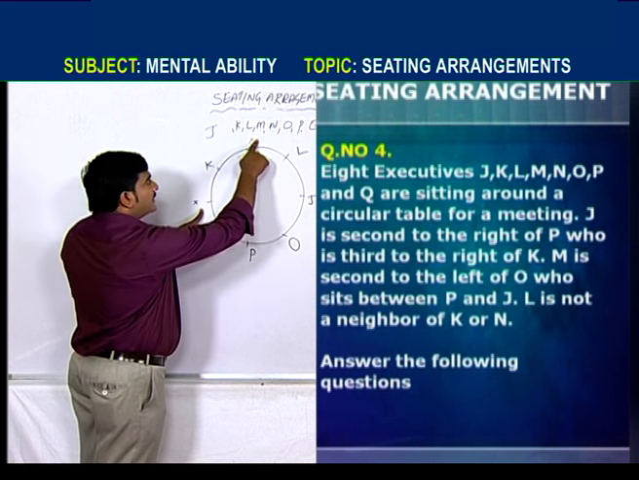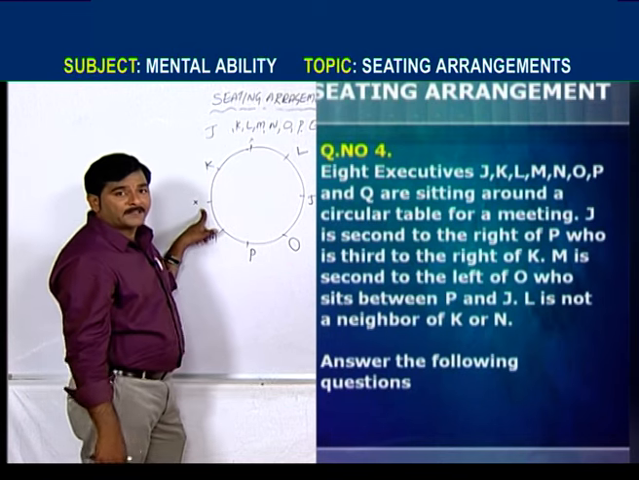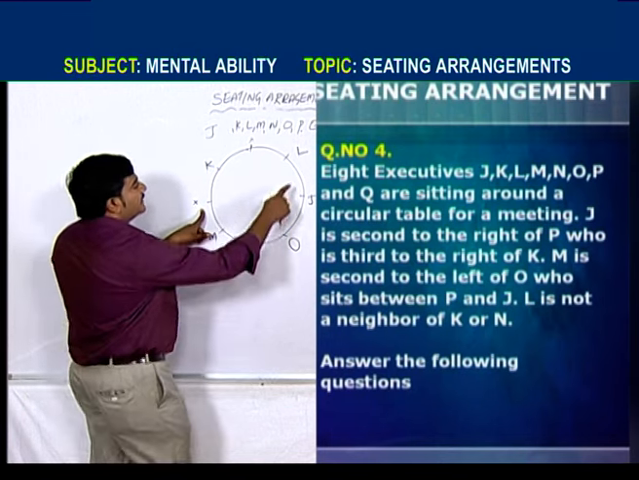K. If I am taking L here, L is neighbor of what? K. But what he mentioned here, L is not the neighbor of K. L is not the neighbor of K. That's why L must be here.